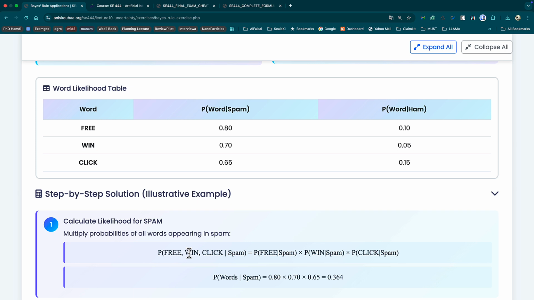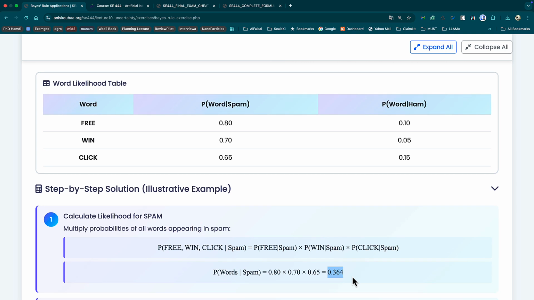And the product of the probabilities of the words appearing in spam is the following. Now, what is the probability of free given spam? We're going to go to our CPT, conditional probability table. We have the probability of free given spam is 80%, so I'm going to put 80% here. The probability of win given spam is 70%. Since it is a joint probability, we make the product, and this will give us this number. Does it make sense?